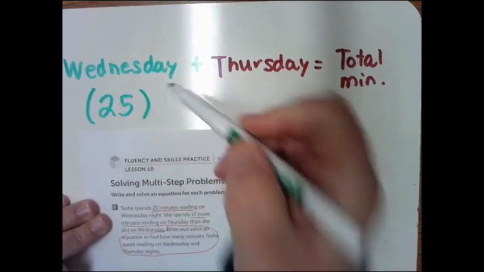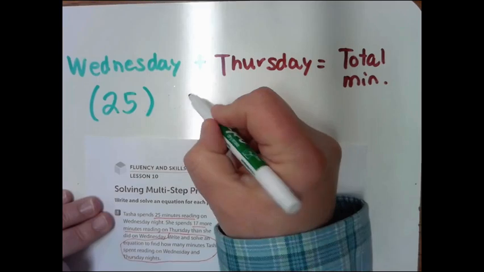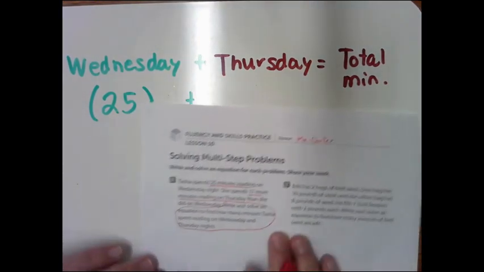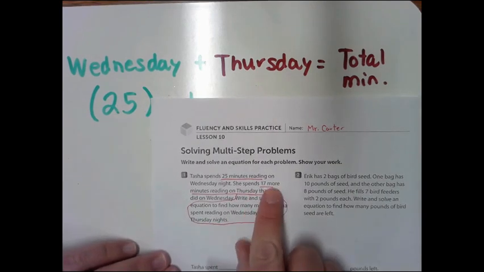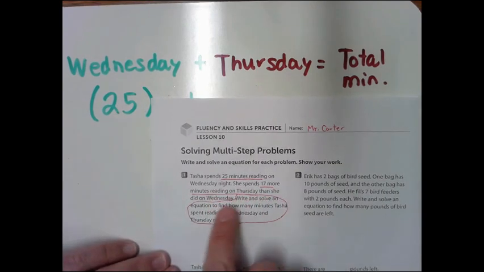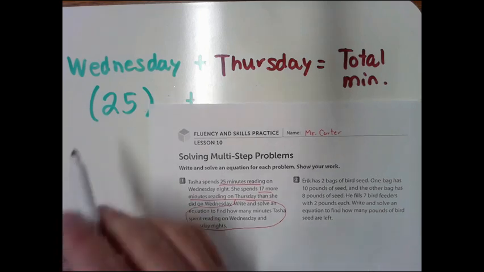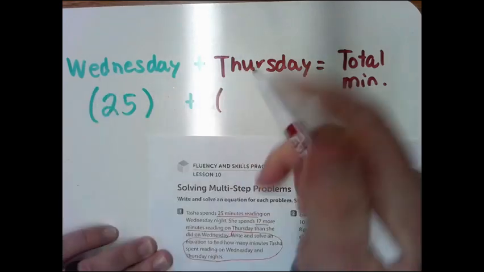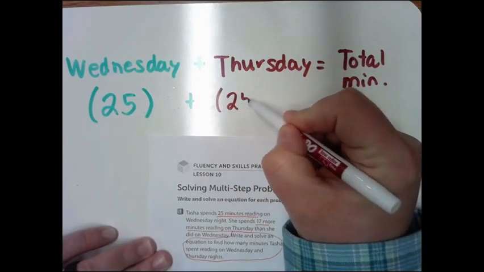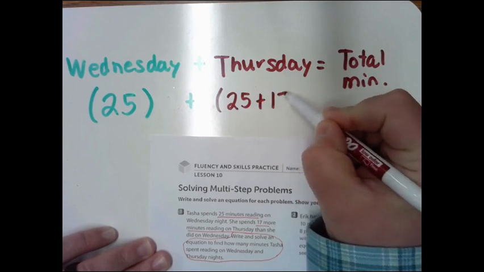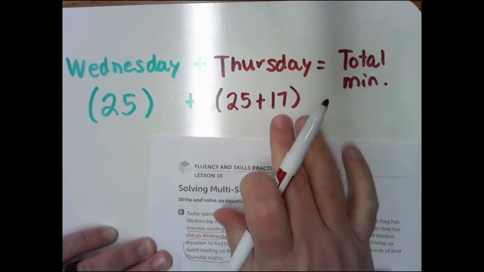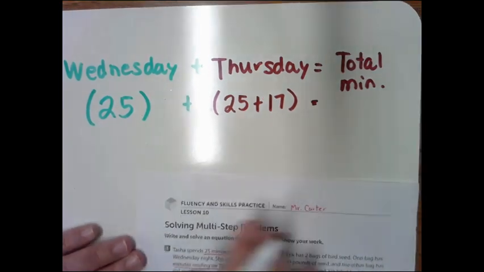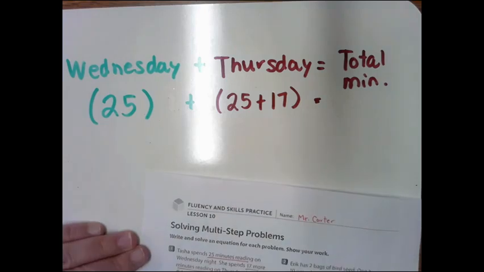I'll just group that together in what we're going to call Wednesday. And then on Thursday, it says she spent 17 more minutes reading on Thursday than she did on Wednesday. So she read 25 minutes on Wednesday. We got to go 25 plus 17 more minutes to get what she did on Thursday. And then that's going to equal our total. So we got to add the Wednesday plus the Thursday.